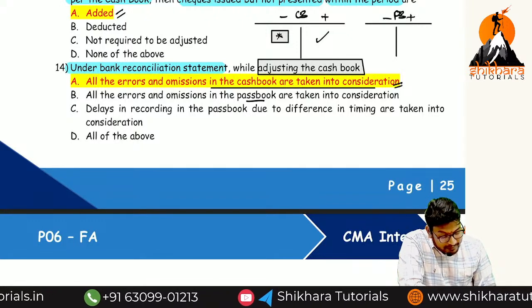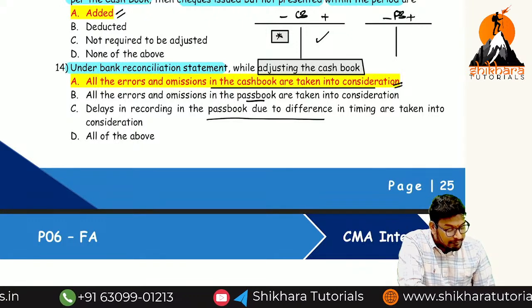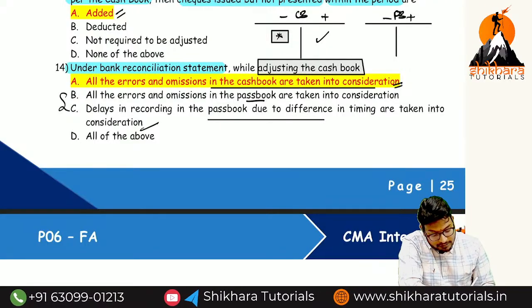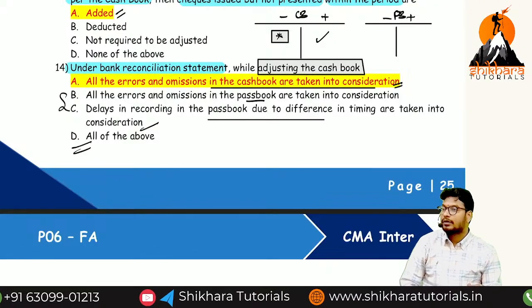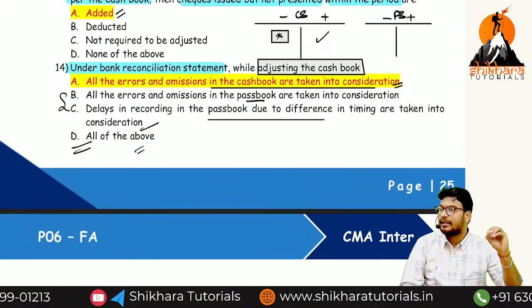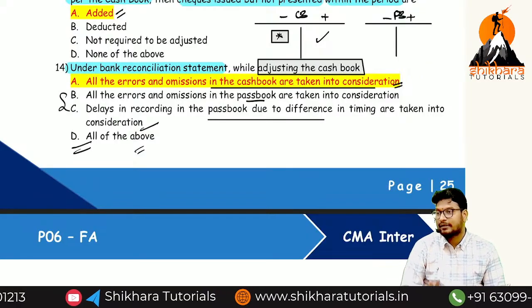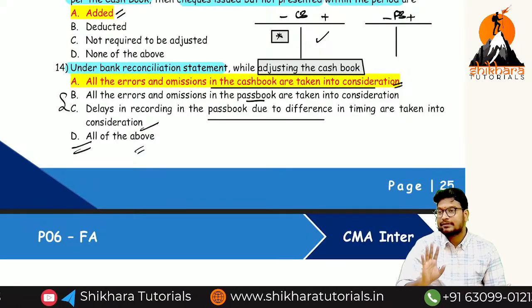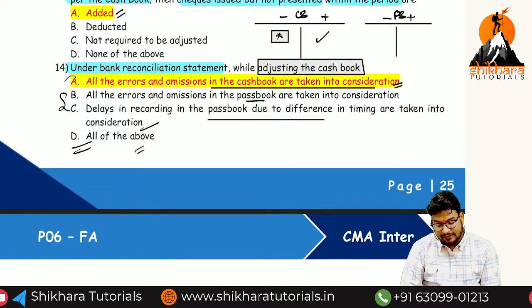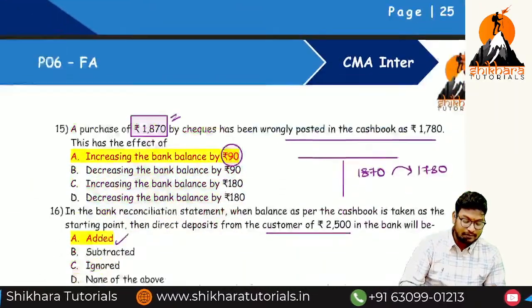So delays in recording in the passbook due to the difference in timing are taken into consideration? No. So both these answers are wrong, so automatically all of the above is also wrong. Our students' tendency is that they choose all of the above, saying yes, all of the above is correct. So don't do it like that. In 99% of cases it is applicable, but in some cases like this, it is not applicable.